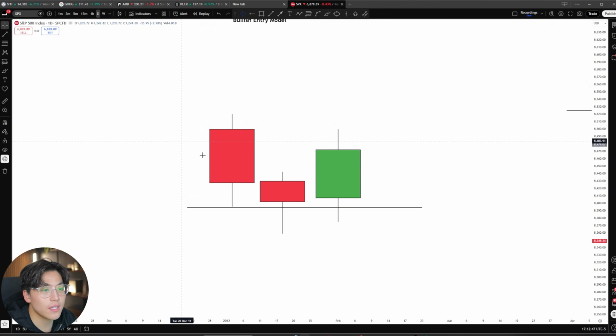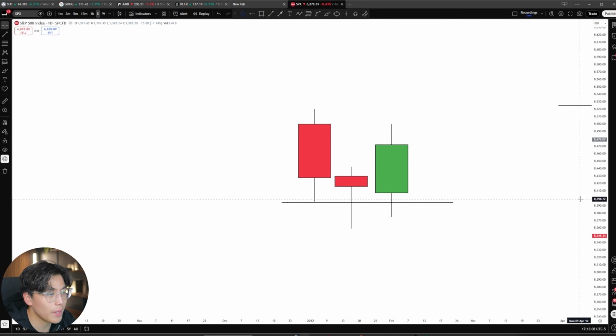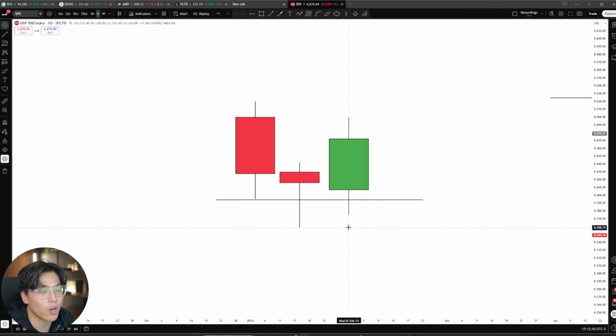So as you can see, the first candle can form in many different ways. Some things to look for are the size of the candle and how much volume is coming into that key level of support. The second candle, the color of the candle does not matter as much compared to the reaction that we have off of our key level.